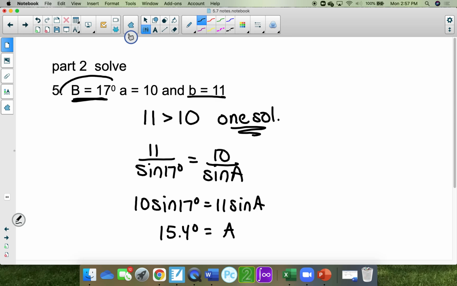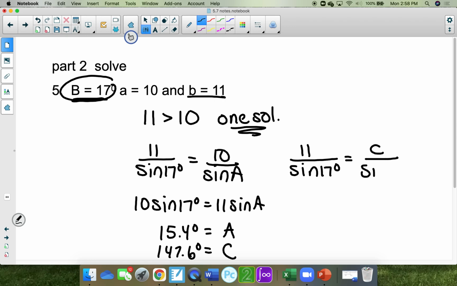Once you know angle A and once you know angle B, you can find angle C, which is 147.6, adding them up and subtracting, and doing the law of sines one more time. 11 is to the sine of 17, as side C is to the sine of 147.6. You cross multiply, and you're going to get side C is 20.2. So the one solution is what you did yesterday.